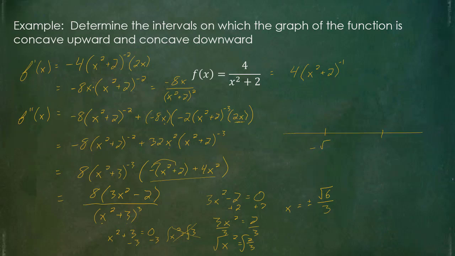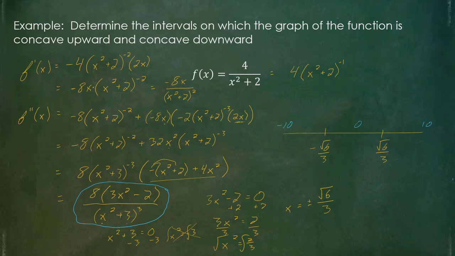I got negative square root of 6 over 3 and a positive square root of 6 over 3. And I'm going to plug into this version right here on the left and just see what happens. So if I choose a number, let's see, negative square root of 6 over 3, probably a safe number would be like negative 10. A number between negative rad 6 over 3 and positive rad 6 over 3 would be 0, and then maybe positive 10 would be safe over here.